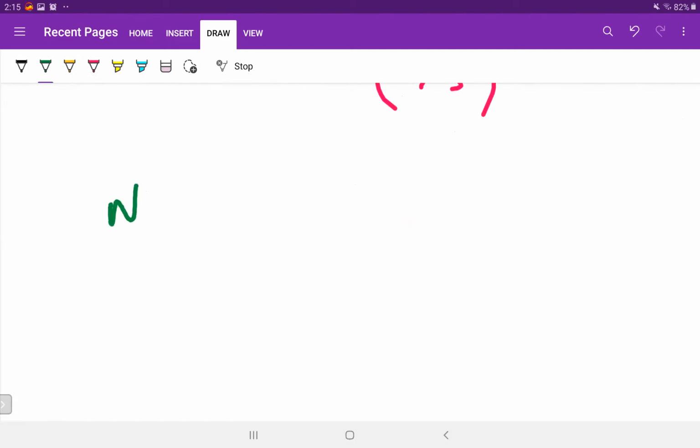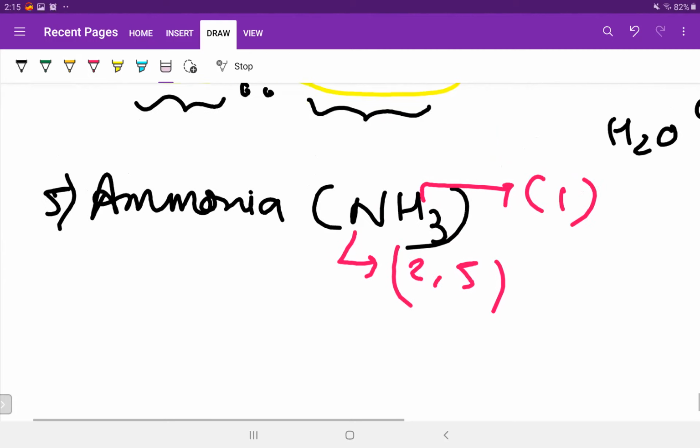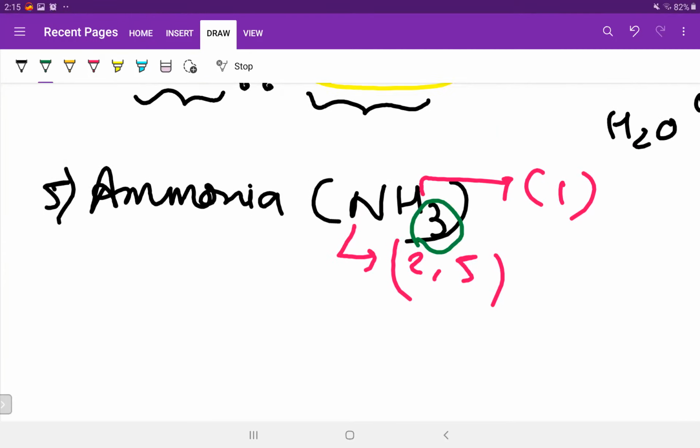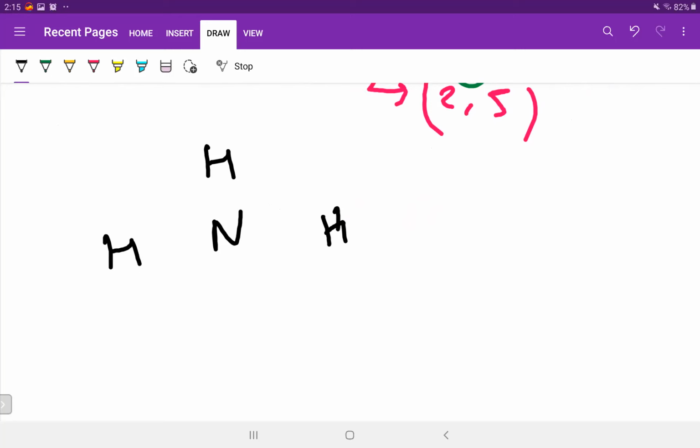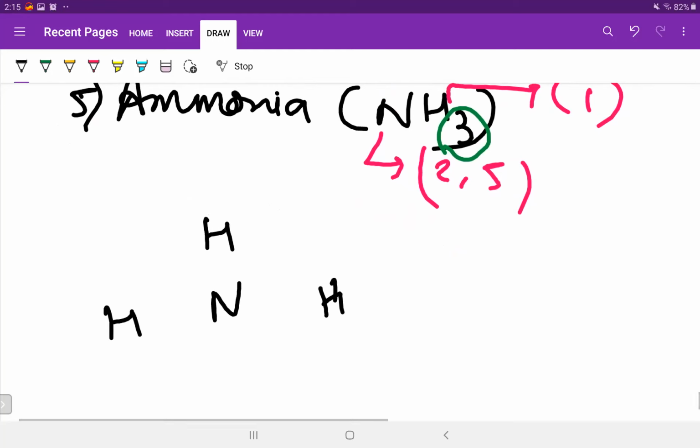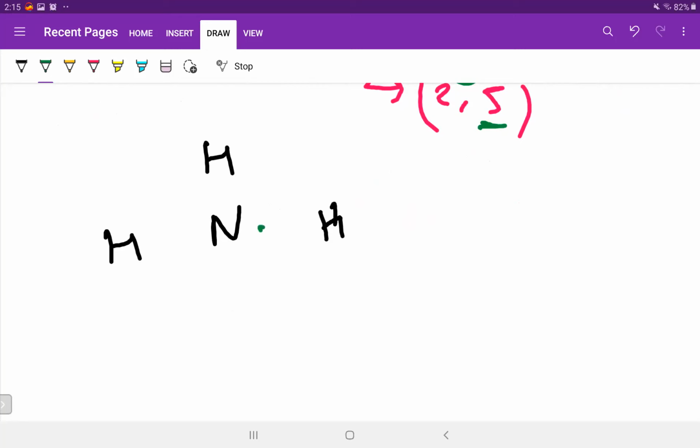Is it clear? So let's make it. N and H. Now see how many H's are there. Tell me how many H's are there. 3 H's. Make it anyway, but if you make it like this, it will be easy to share. How many electrons is N having in its outermost shell? It's having 5 electrons. So one will be shared with one hydrogen, one with another hydrogen, and one with a third hydrogen. And how many will be left? 2 will be left. Make it here. And then hydrogen, hydrogen, hydrogen. Make a bond: 1 bond, 2 bond, 3 bond.